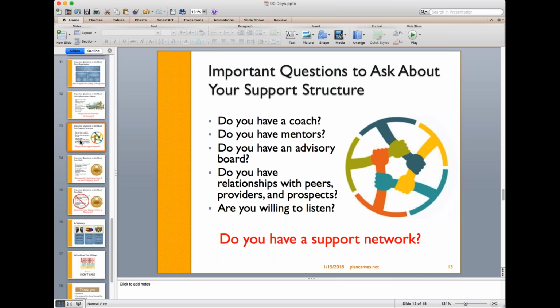All right, how about your support structure? You can't do this stuff alone. You just can't. So do you have a support network? And other than that big red question on this slide, probably the most important question is that last one in the list. Are you willing to listen?